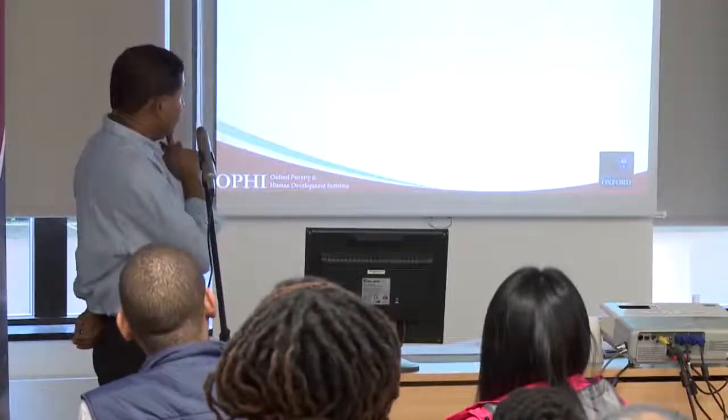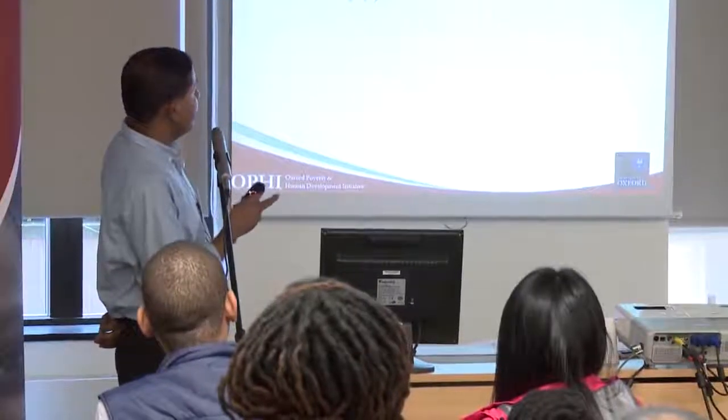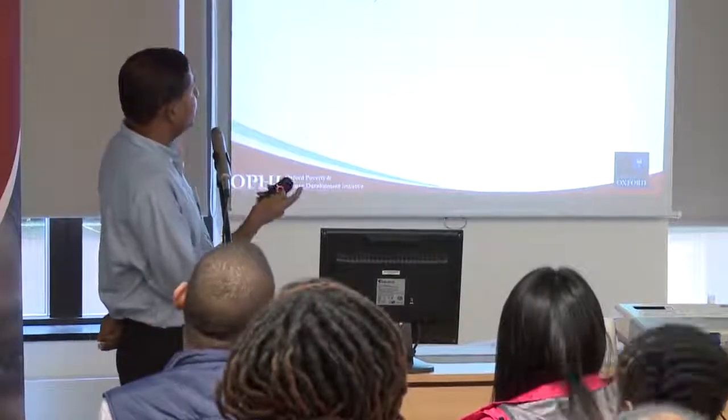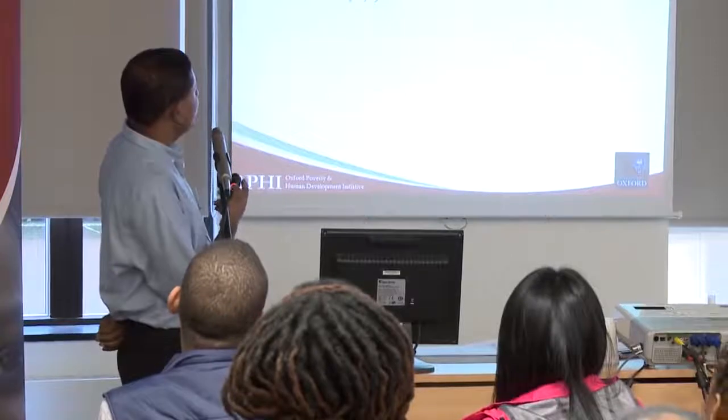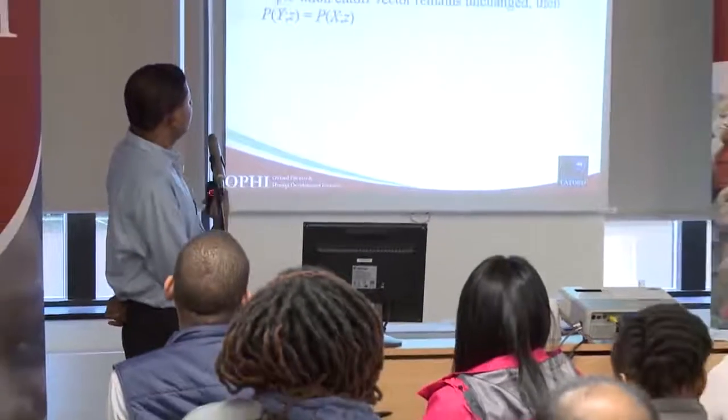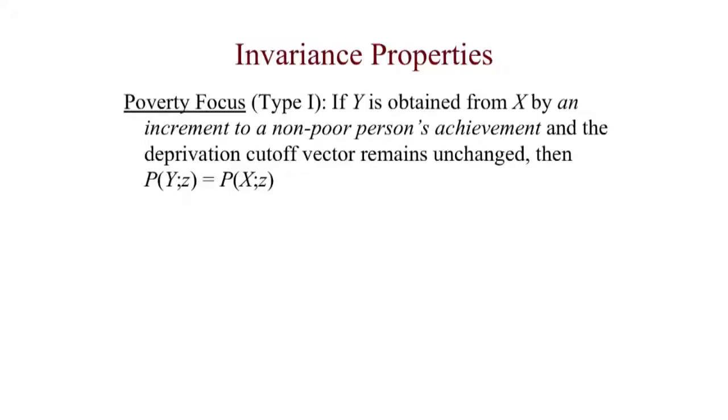So here is the definition. If y is obtained from x, so a joint distribution is obtained from another joint distribution by an increment to a non-poor person's achievement, then the deprivation cutoff factor remains unchanged. There is no change in poverty.